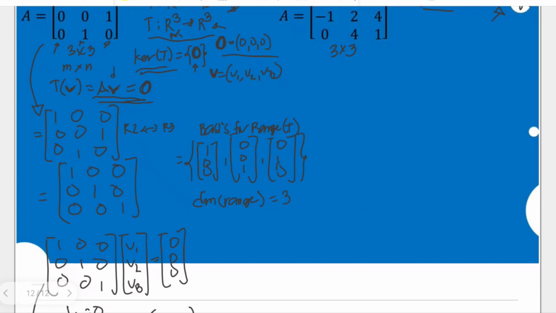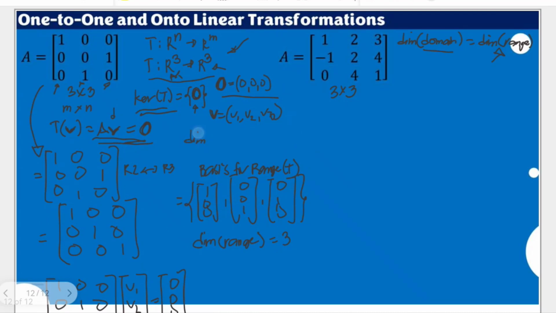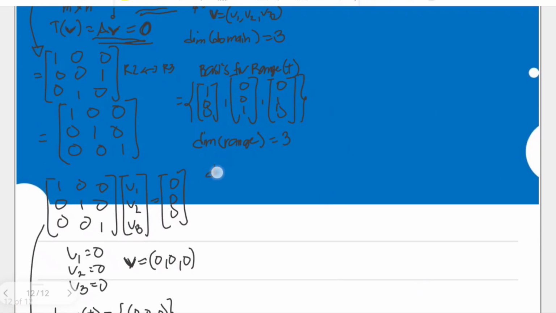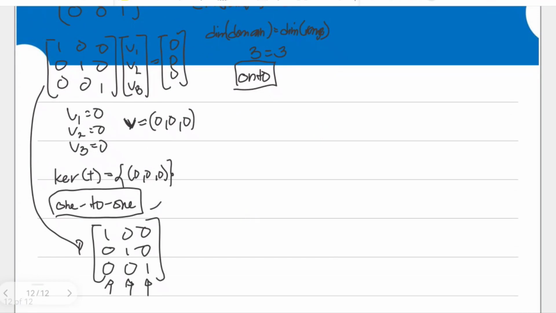Now, let's connect it to the dimension of your domain. This is your domain earlier. The dimension of the domain is also equal to 3. And with this, since the dimension of your domain is equal to the dimension of your range, or the basis of the range of T, which is 3 equal to 3, this linear transformation using the first matrix is also an onto linear transformation.